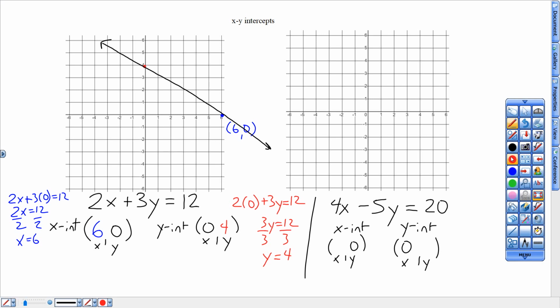All right, if you did this one right, 20 divided by 4 is 5, and 20 divided by -5 gives me -4 for the y-intercept. So again, when y is 0, x is 5. When x is 0, y is -4. So this one is (5, 0) and (0, -4). Those are my two coordinates right there. Graphing using just the x-intercept, where it's crossing the x-axis, and the y-intercept, where it's crossing the y-axis. All right, thanks for listening.